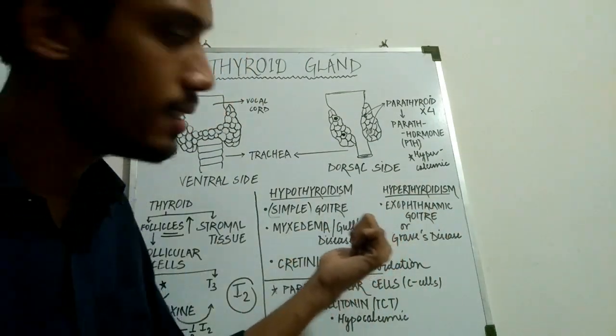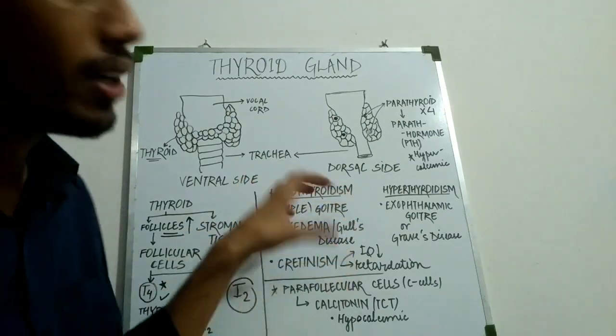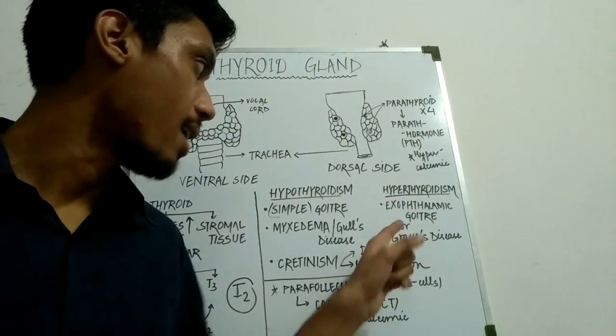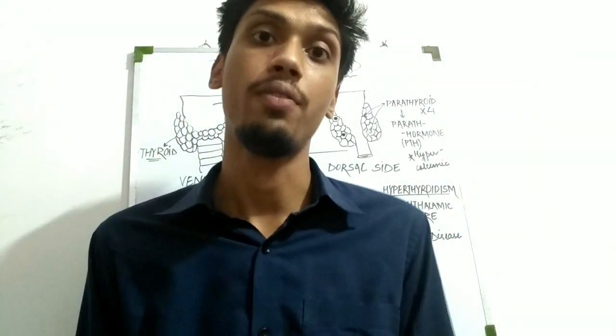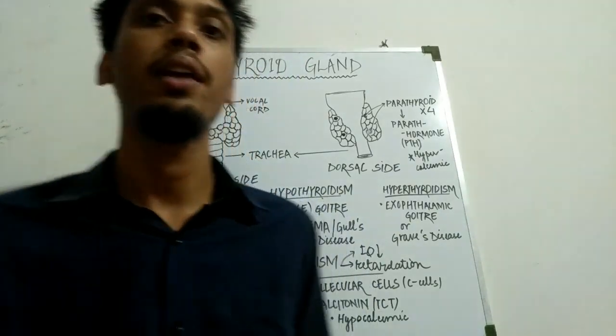So myxedema or Gull's disease, simple goiter and cretinism are a consequence of hypothyroidism. Hyperthyroidism only deals with one thing, and that is exophthalmic goiter or Graves' disease.